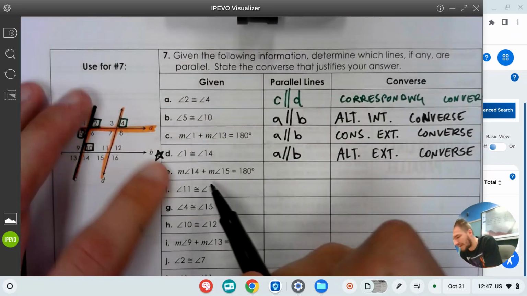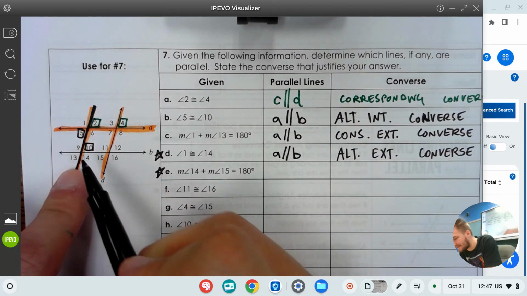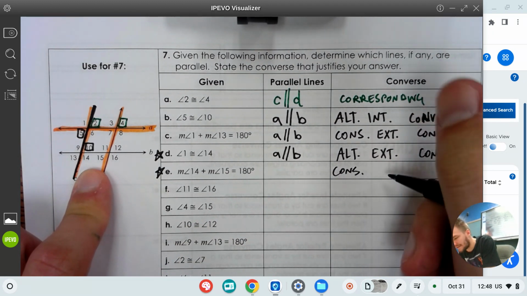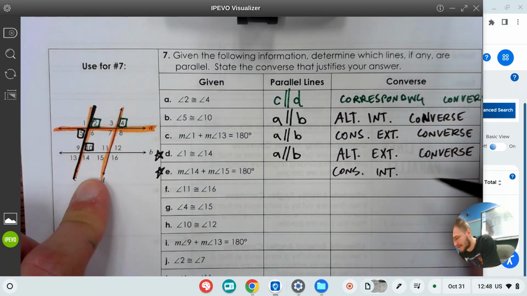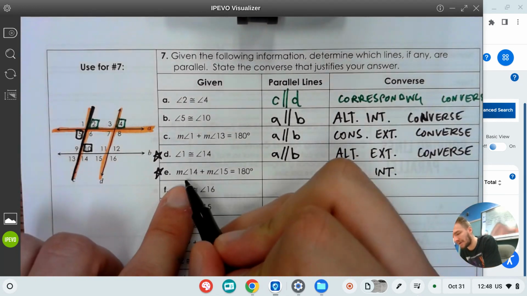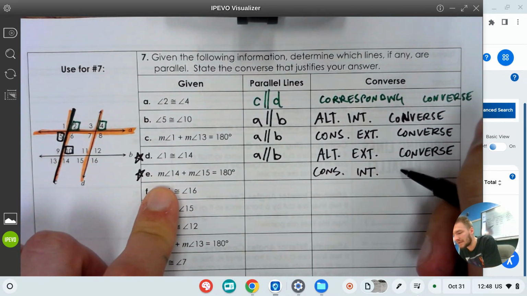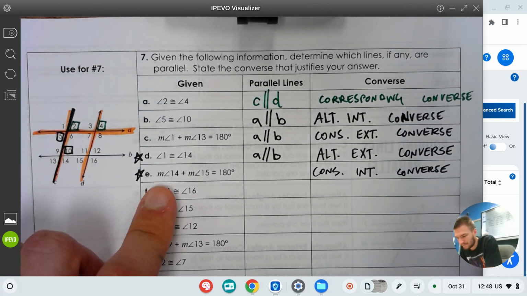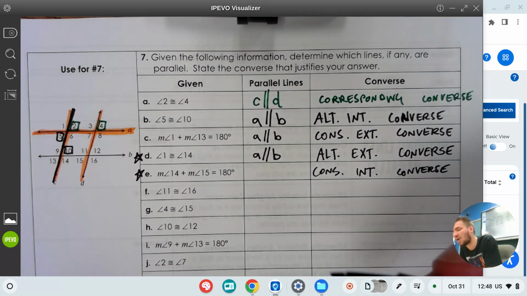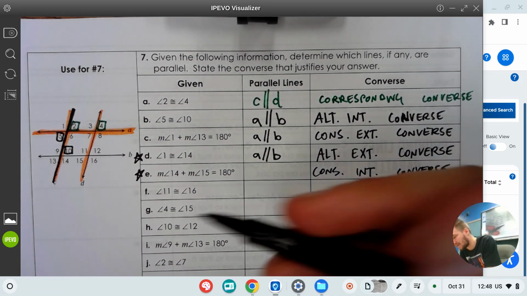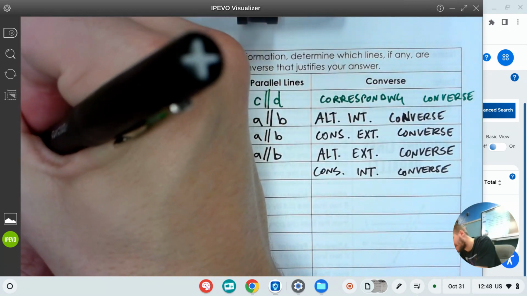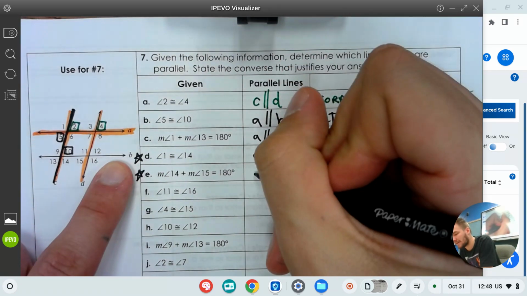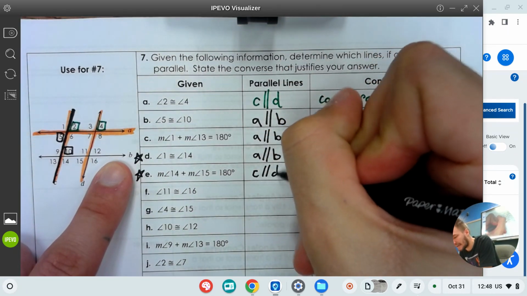Last one, we've got angle 14 and angle 15. How do those relate to each other? Consecutive interior. That means they should be supplementary, and they are supplementary. So we're just going to write converse here. And then what two lines are these guaranteeing to be parallel? 14, 15 have a transversal of B, which means the other two lines are going to be parallel, which is C and D.